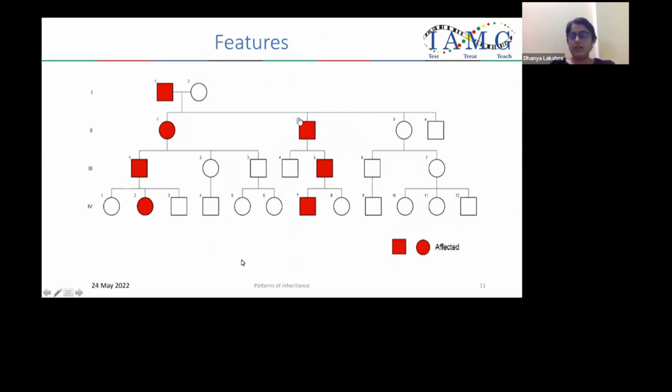So this slide shows the various features of autosomal dominant disorders in a pedigree. Here you can see that multiple generations are affected, and this is known as vertical transmission. And both males and females will be affected in equal proportion. Male to male transmission is usually seen.